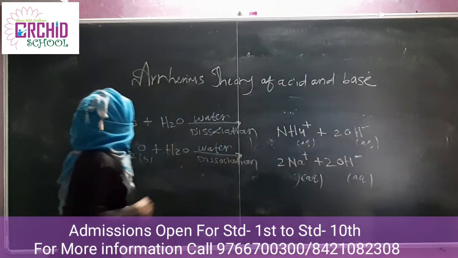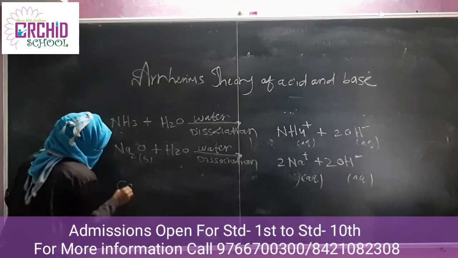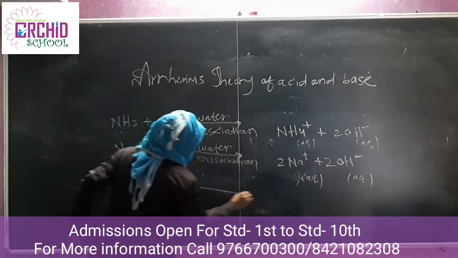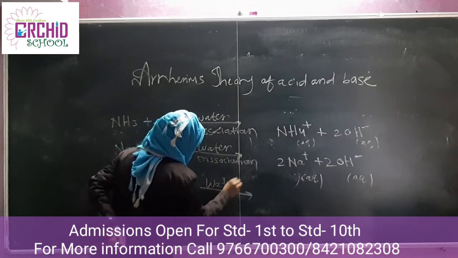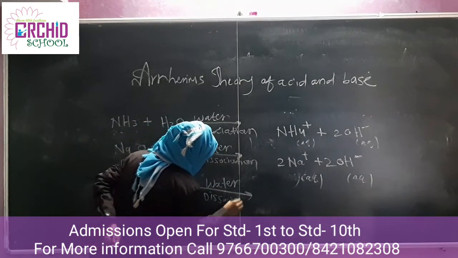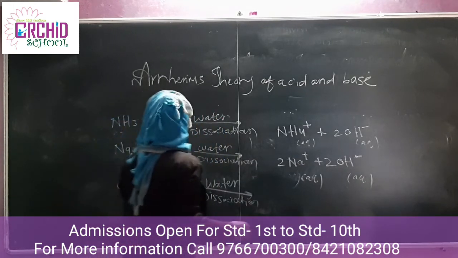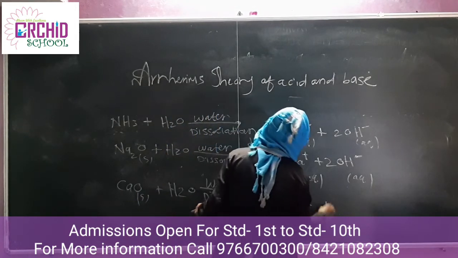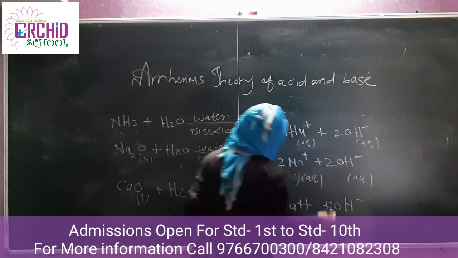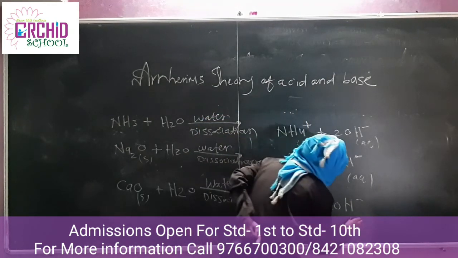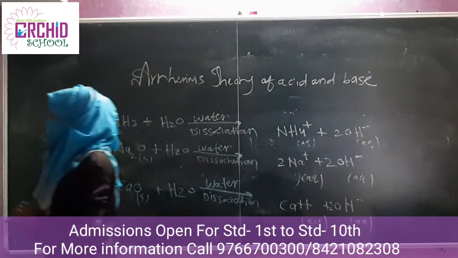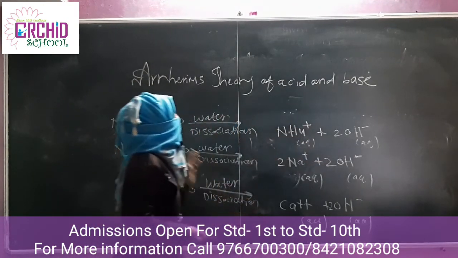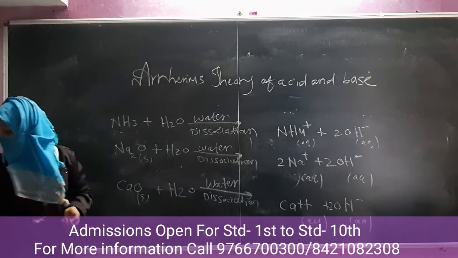Again, we have another example: calcium oxide. Dissolved in water from the solid state, it dissociates and we get OH negative as an anion. So a base is a substance that dissolves in water, forming OH negative ion as an anion. And an acid is a substance that dissolves in water, forming H positive ion as a cation.